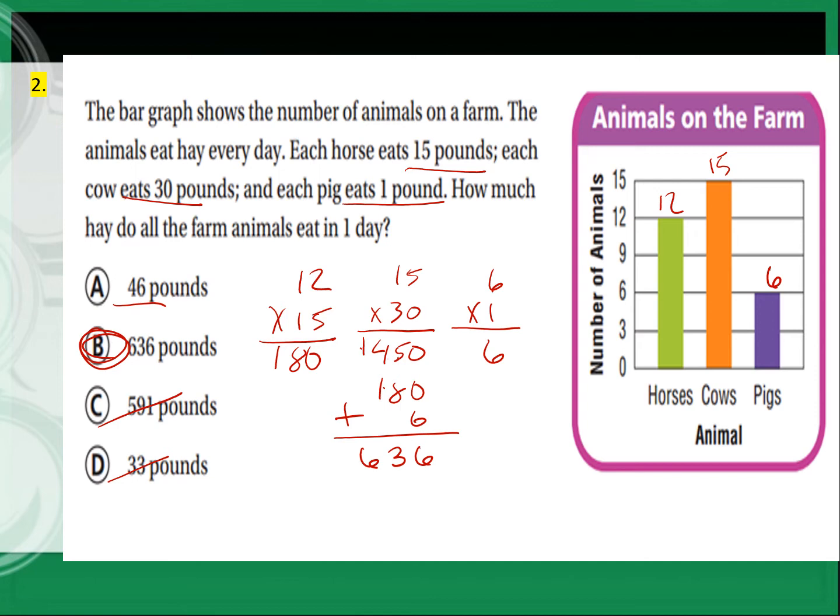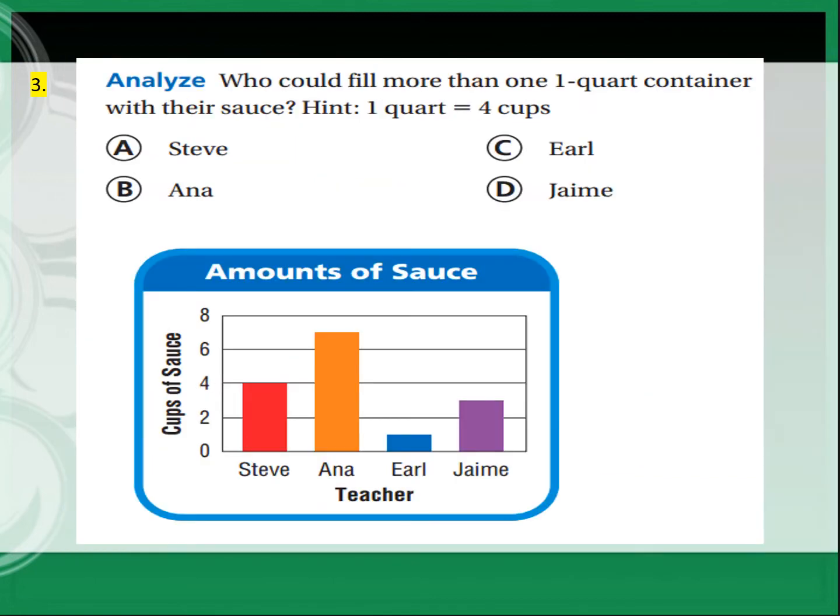All right. Nice work. Okay, so who could fill more than 1 quart container with their sauce? 1 quart is 4 cups. So Steve had 4 cups, Anna had 7 cups, Earl had 1 cup, and Jamie had 3 cups. My question is, who could fill more than 1 quart? And it takes 4 cups to make a quart. So who had more than 1 quart, more than 4 cups? And the only answer there is Anna, who had 7. So the answer is B.